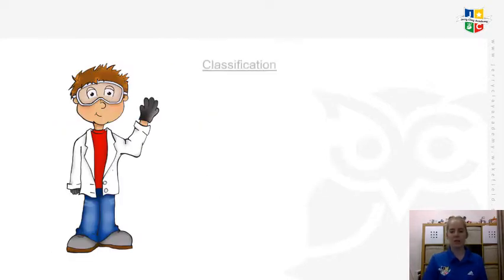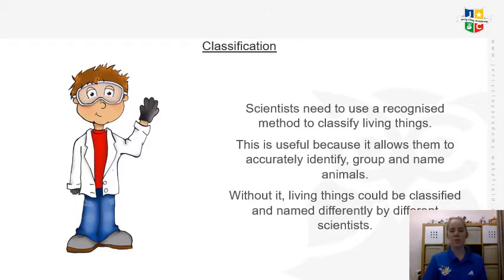So last week we looked at classifying animals, in particular looking at their similarities and differences to help you group them, and this week we're going to be looking at a method that scientists use to classify living things even further into even smaller groups. And this is really useful because it allows them to accurately identify groups and name animals into even smaller species. Without it, living things could be classified and named differently by different scientists, so they all use this one method so that they're all doing it in the same way.